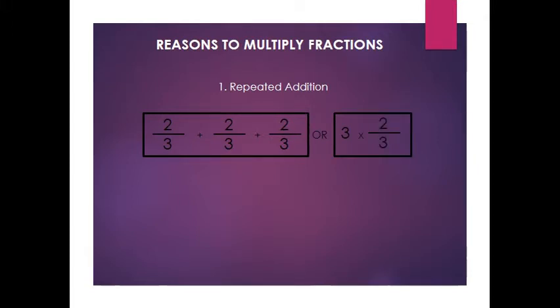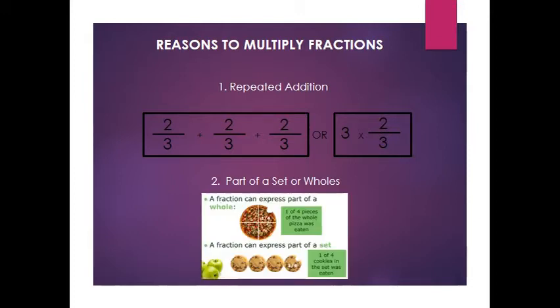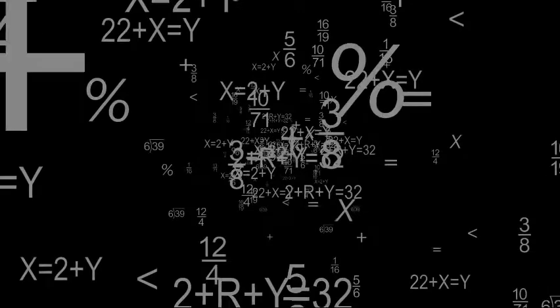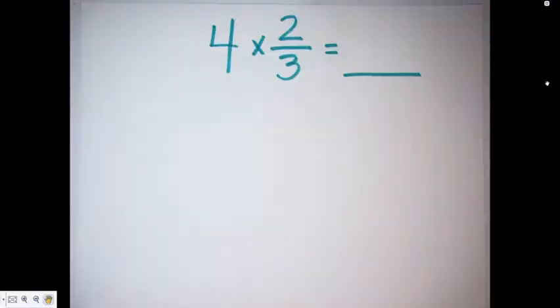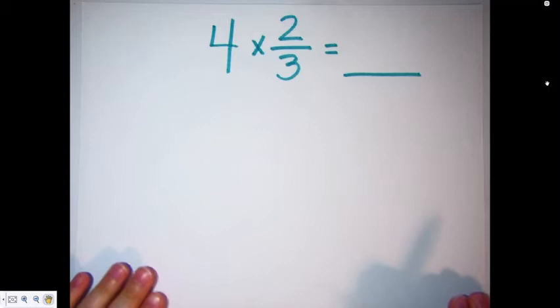Another reason we might need to multiply fractions is if we are looking for part of a set or part of several wholes. We could multiply the number of parts to find the whole amount we need. Let's look at our first example: 4 times 2/3. Now, when we look at this, we can think of this as four groups of 2/3. And there are two different models that we could use to show this equation. The first one that I'm going to look at is a number line.